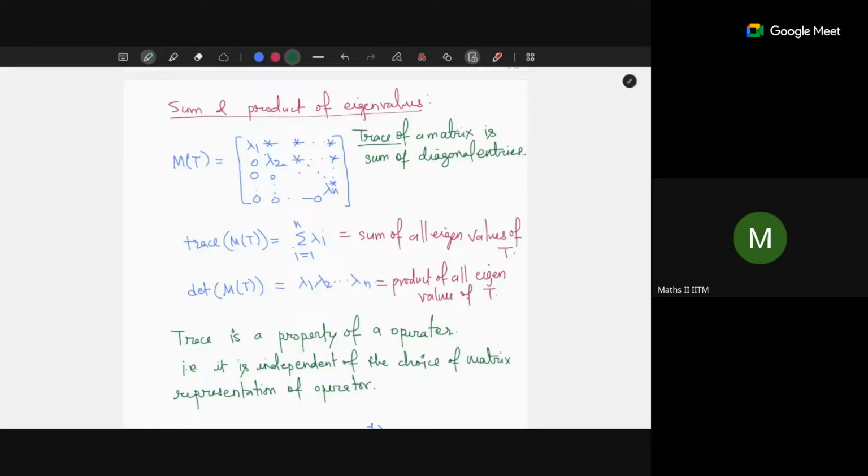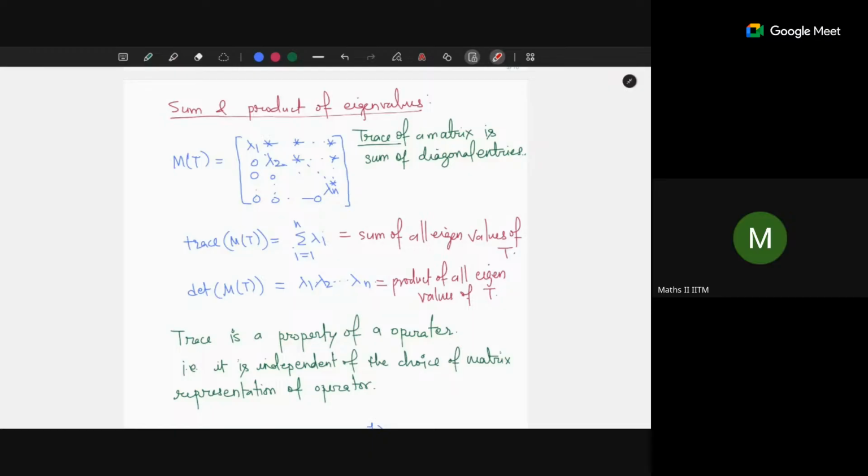Now, you may ask whether the trace of an operator is independent of the choice of matrix representation or not. Because in this case, it looks like it is dependent on the choice of the matrix representation, right?